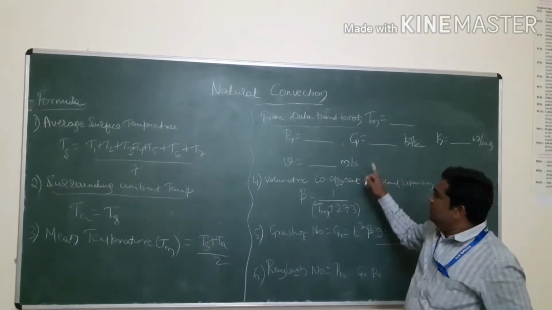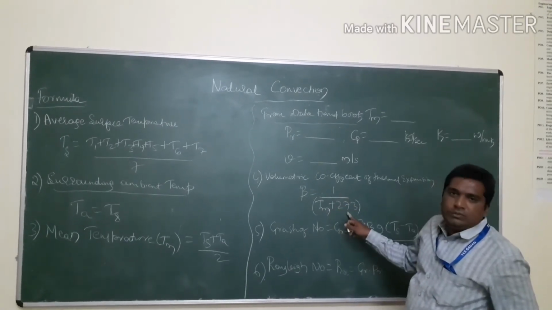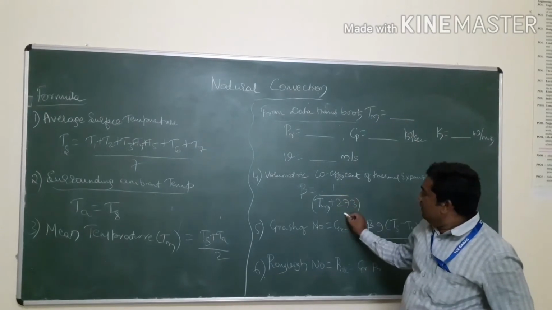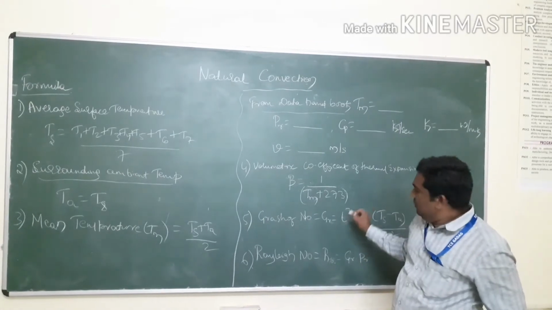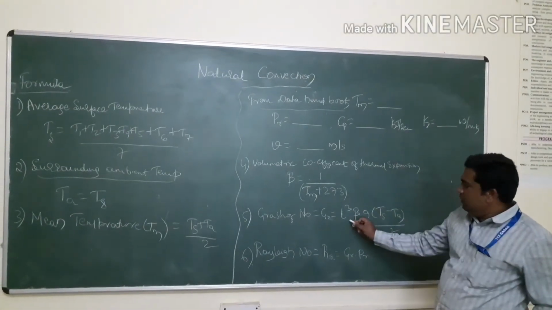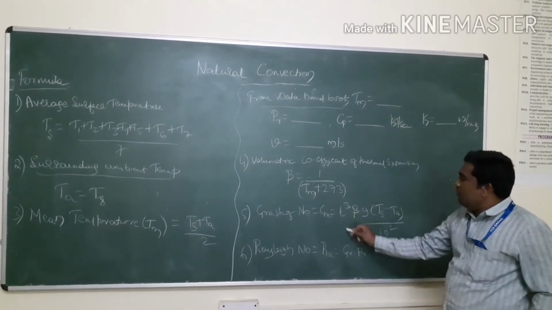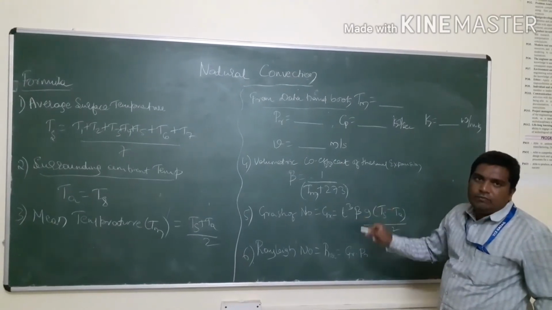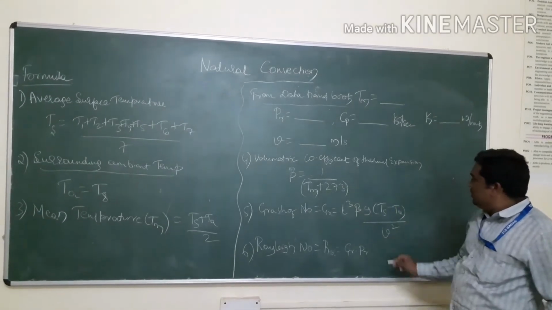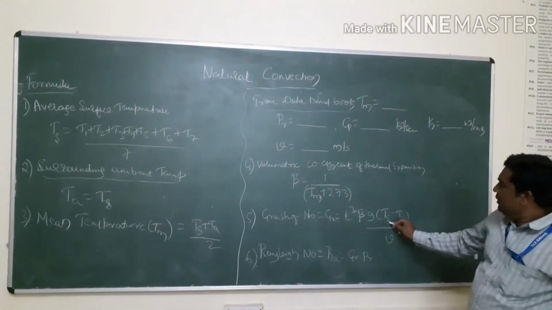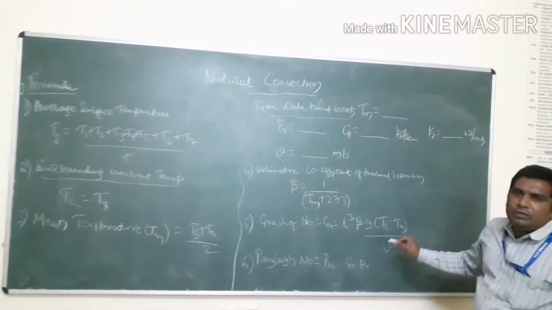Next we determine the value of beta, that is 1 divided by Tm plus 273. The value 273 is added in order to express the value in Kelvin. Next is the Rayleigh number, which uses L, beta, g, Ts and Ta, and nu squared. These values are all obtained already. L is the length of the tube, beta is the volumetric coefficient of thermal expansion, g is the acceleration due to gravity, Ts and Ta are the surface and ambient temperatures, and nu squared is the kinematic viscosity squared.